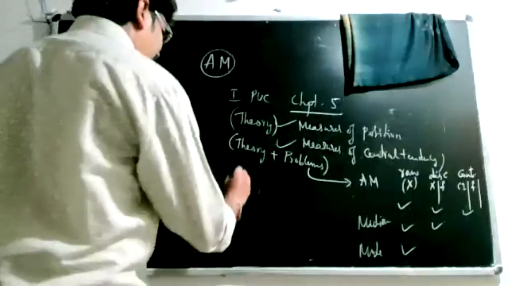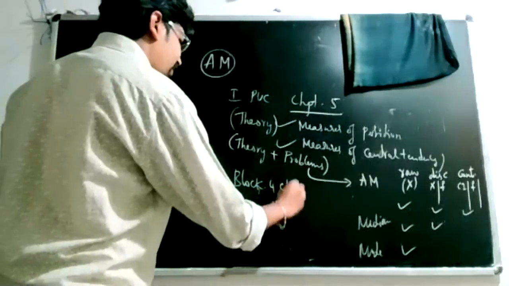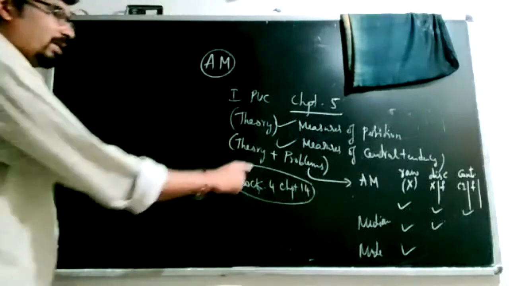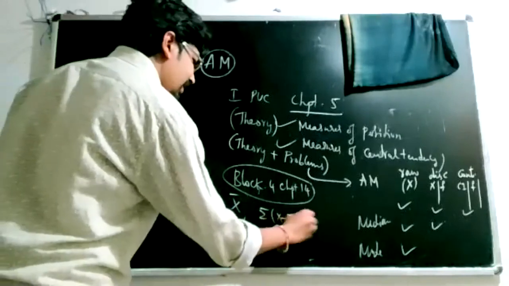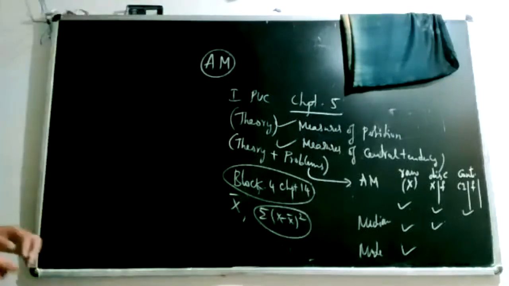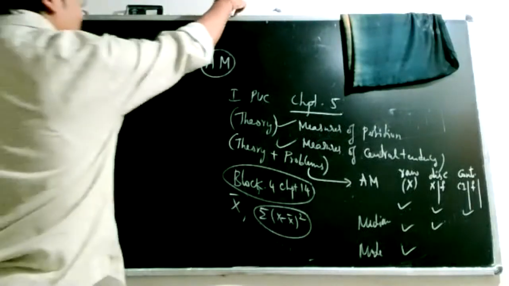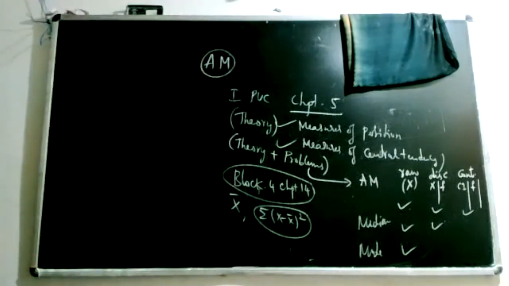In your book, it is block 4, chapter 14, where they have talked about mean, X bar, as well as the square deviations. I said I'll talk about the square deviations in detail. That comes under the next measure called measure of dispersion. So we'll learn how to calculate that measure in the coming class.